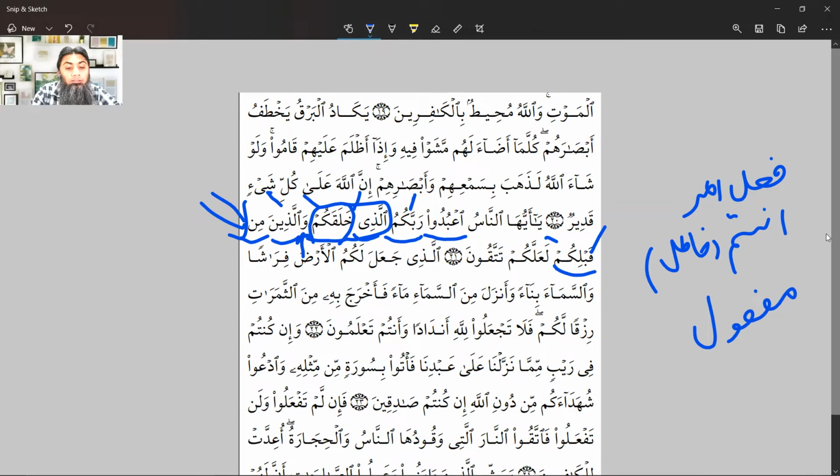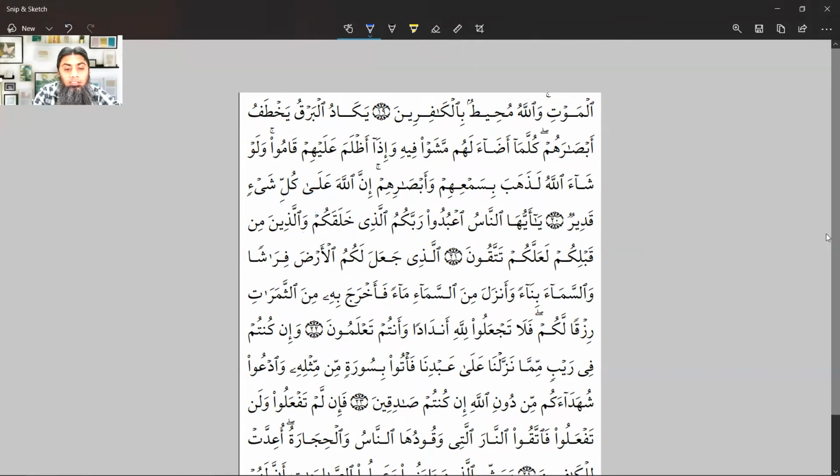Because of this wow, please pay attention, brothers, both of them are connected, which means that this khalaqakum, alladhi khalaqakum, is one part.